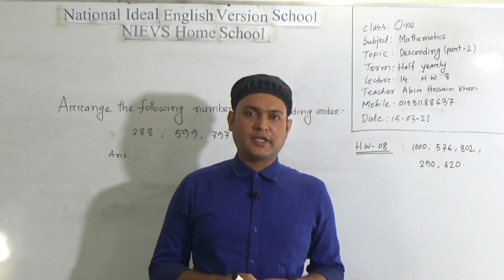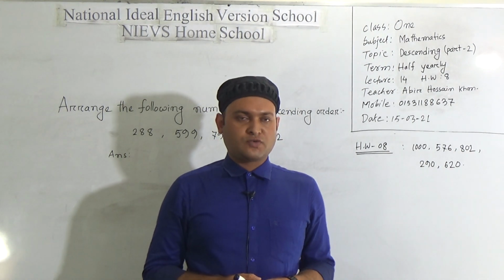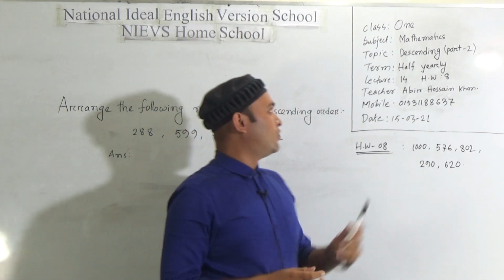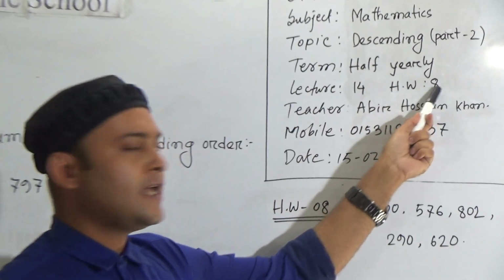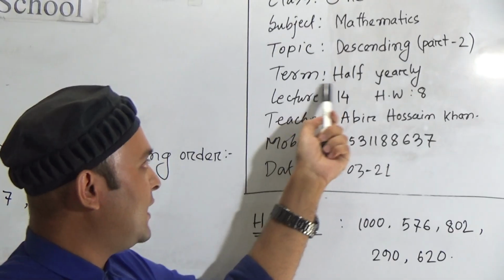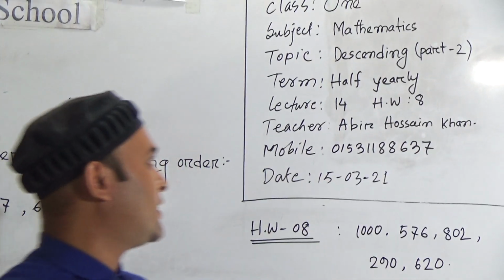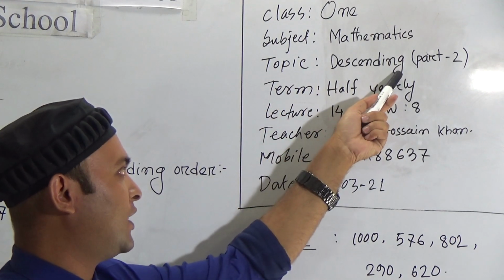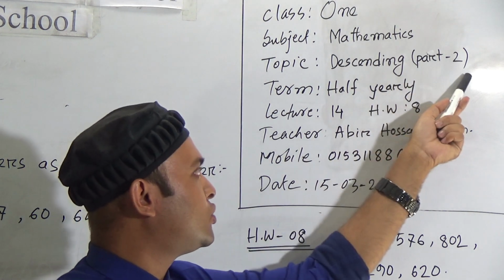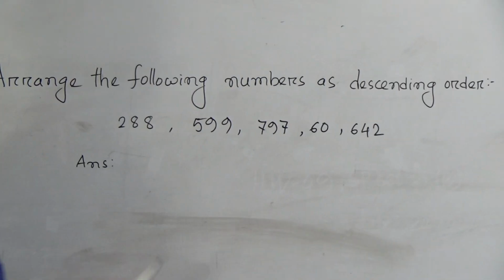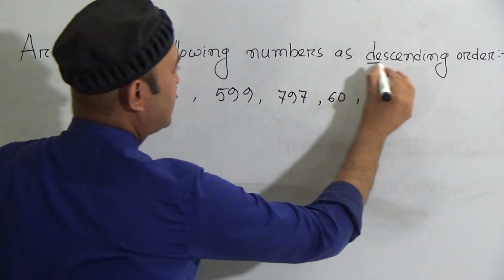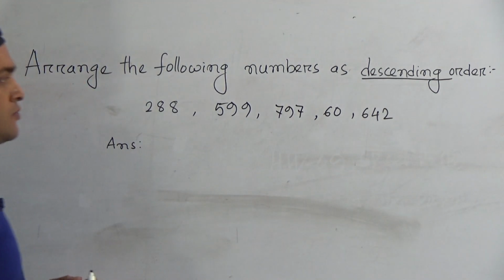Today I am going to take a mathematics class for class 1. You have to know that today is our lecture 14 and our HW is 8. This is the inclusion of the half-yearly system, and our topic is descending order, part 2. Now let's arrange these numbers in descending order. My dear students, we know that descending order means greatest to smallest.